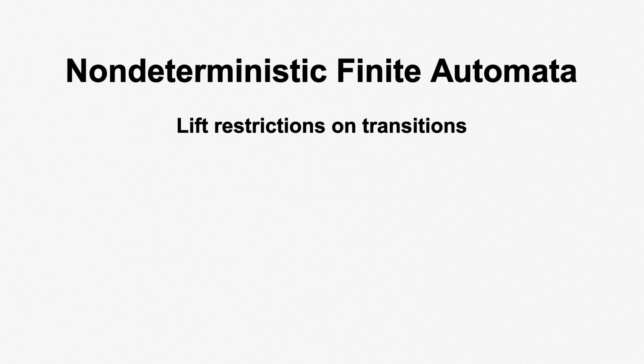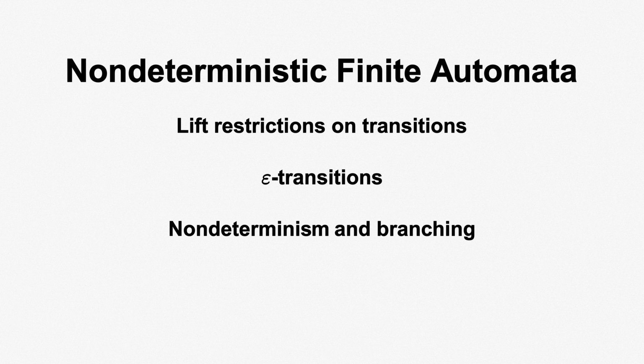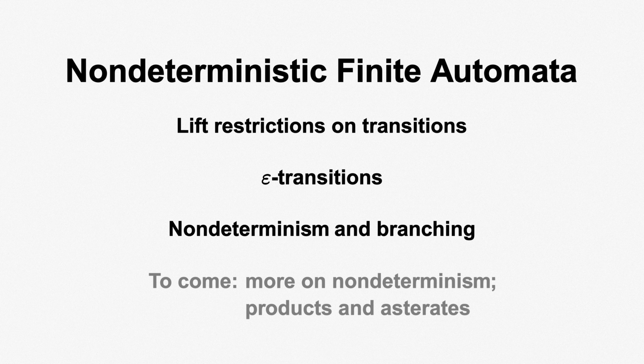This is the end of our brief introduction to non-deterministic finite automata. These loosen the restrictions on transitions, allowing any non-negative number of transitions from each state on each symbol of sigma, as well as allowing epsilon transitions. They give us our first taste of non-determinism via branching, and non-determinism is a big deal. We'll further discuss non-determinism and the relationship between NFAs and DFAs in the next video. Then we'll use NFAs to show that products and asterisks of regular sets are regular.